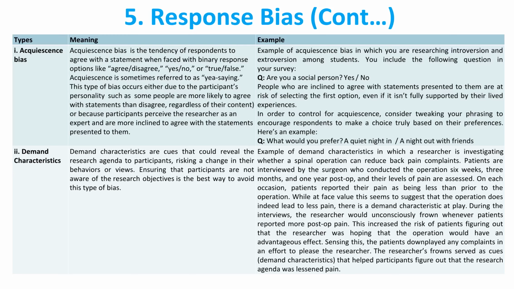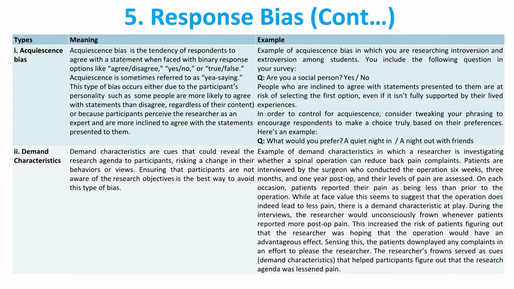Demand characteristics are cues that could reveal the research agenda to participants, risking a change in their behaviors or views. Ensuring that participants are not aware of the research objectives is the best way to avoid this type of bias. Example of demand characteristics: a researcher is investigating whether a spinal operation can reduce back pain complaints. Patients are interviewed by the surgeon who conducted the operation 6 weeks, 3 months, and 1 year post-op, and their levels of pain are assessed. On each occasion, patients reported their pain as being less than prior to the operation.